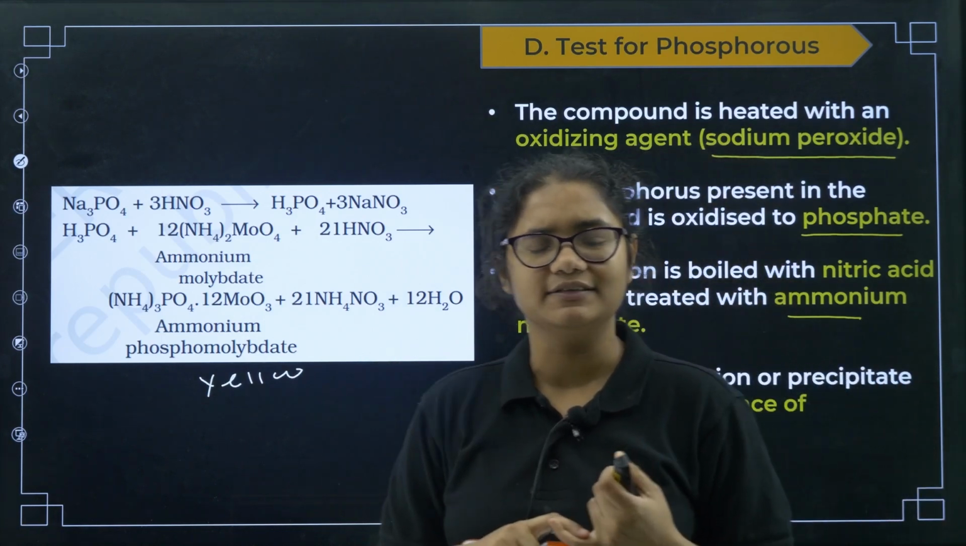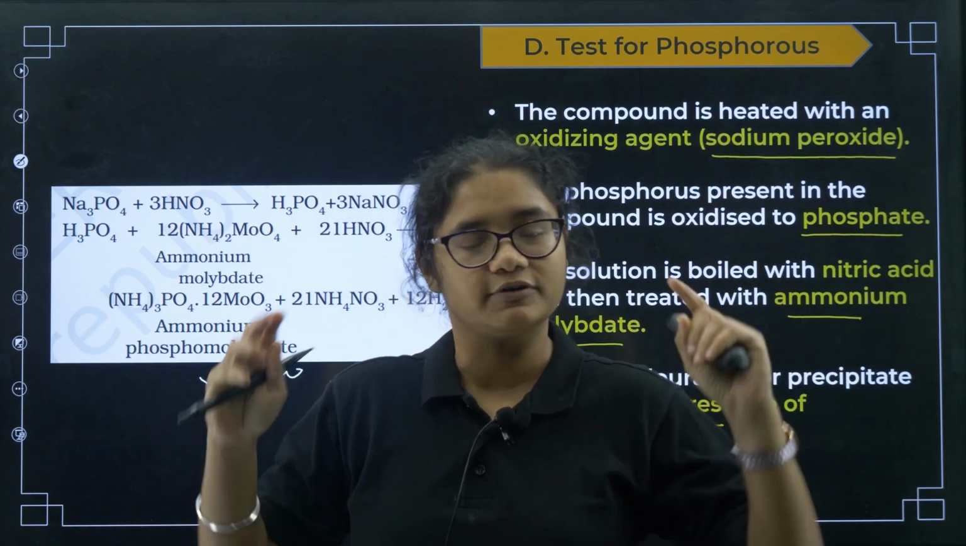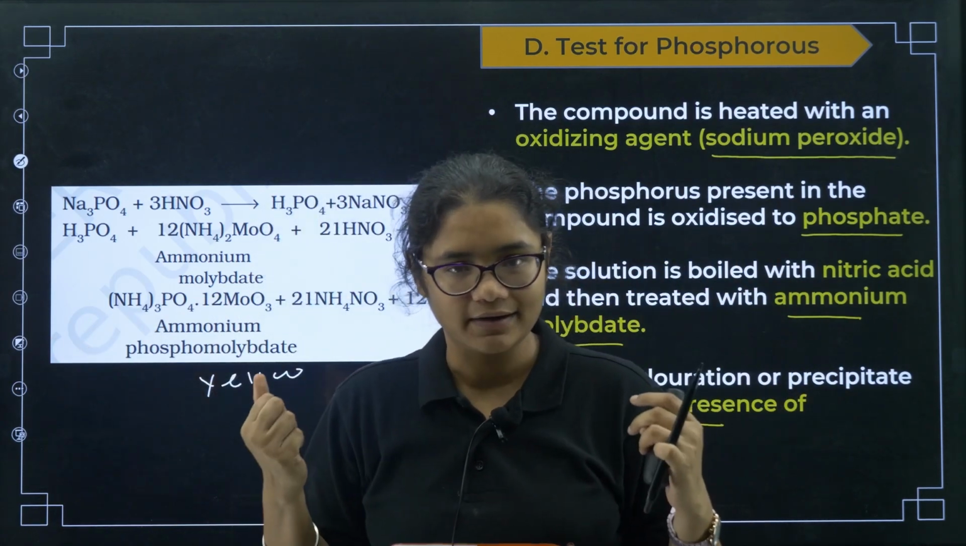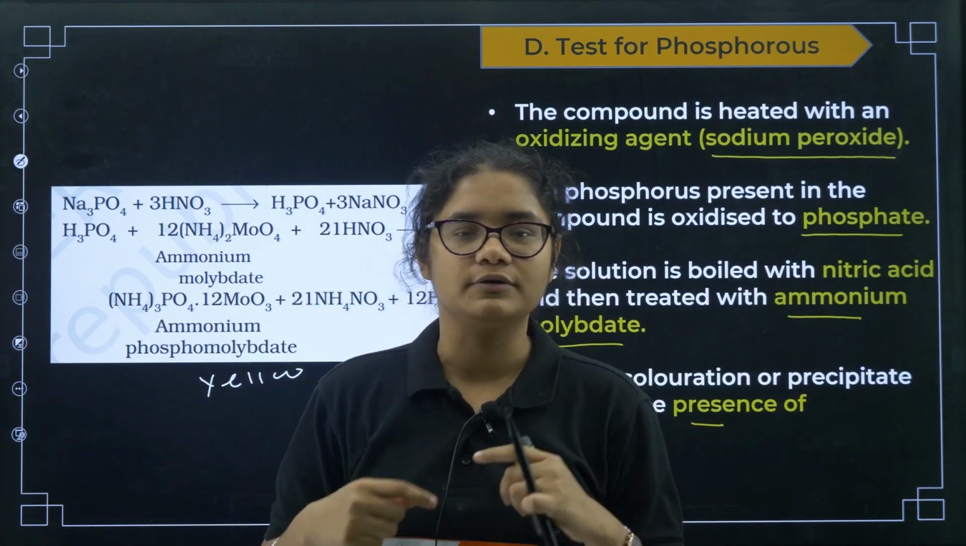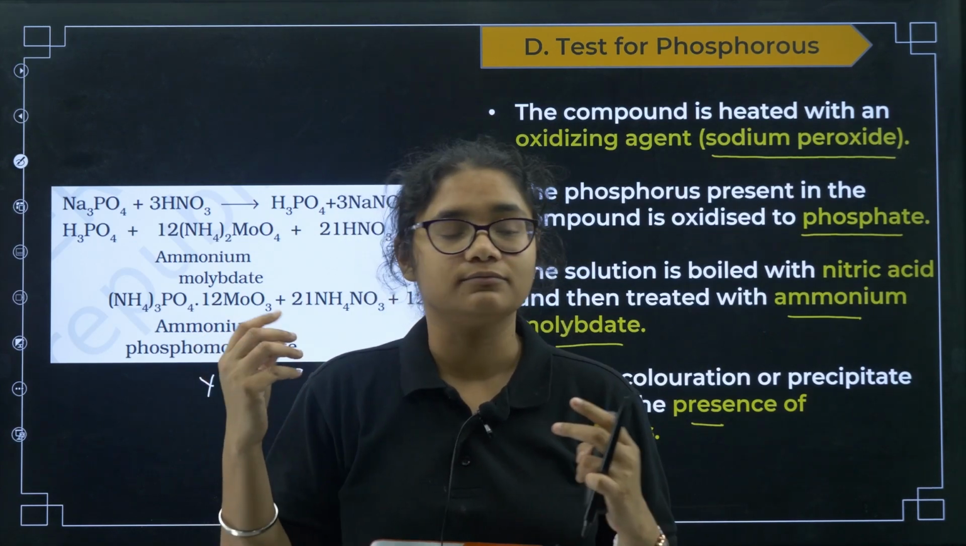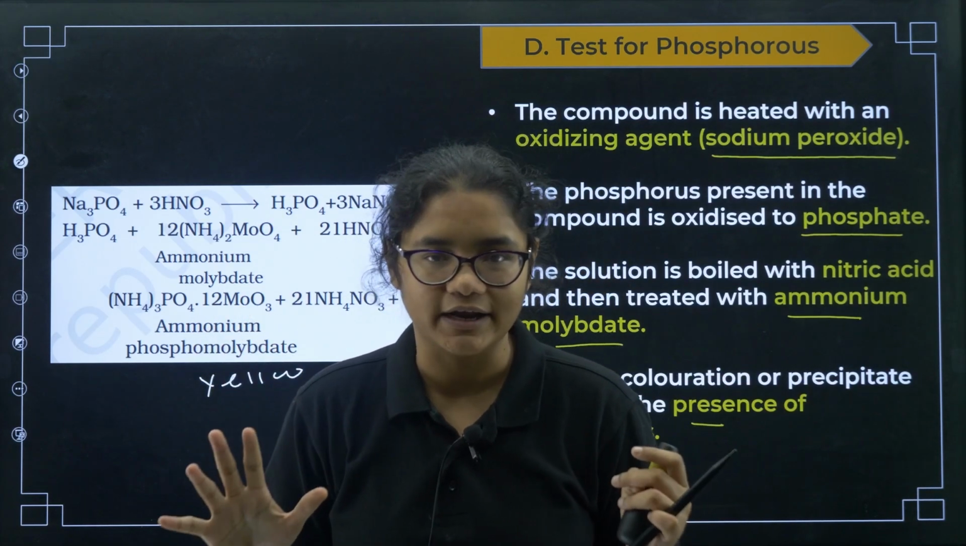So let us revise quickly. For nitrogen, first we have to prepare the Lassaigne's test sodium fusion extract. Then for nitrogen you have to treat it with Fe2+ and then Fe3+, and you will get a Prussian blue colored complex.